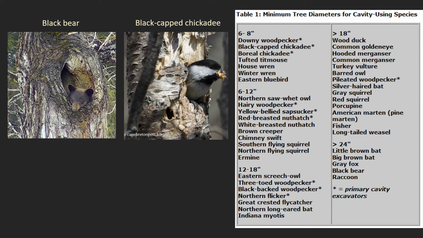Each cavity using wildlife species requires trees larger than a certain minimum diameter to meet its nesting or denning needs. As a general rule, bigger is better for wildlife, meaning that larger diameter trees can accommodate a greater range of wildlife body sizes than smaller trees. Cavity trees 24 inches and larger in diameter are able to accommodate even our largest cavity using species, the black bear.